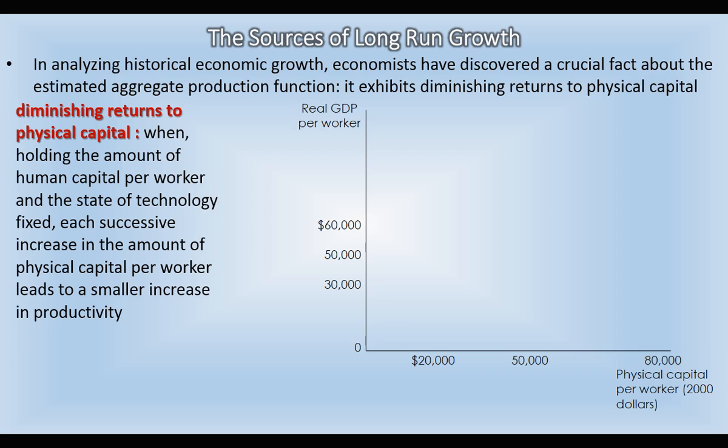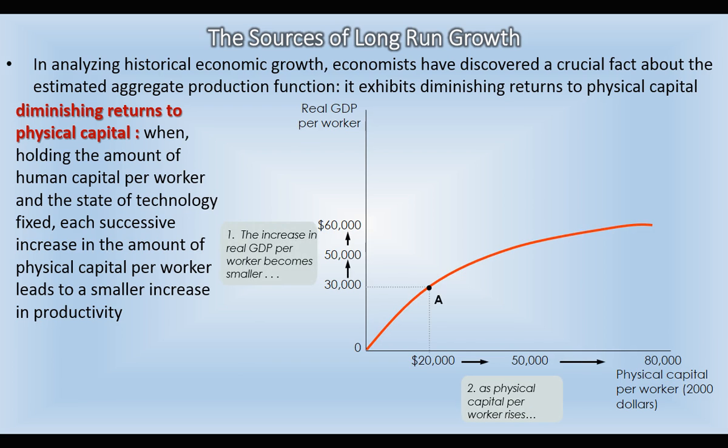Now, the fact that there's diminishing returns to capital means that when holding the amount of human capital and the state of technology fixed, so those two other things that affect productivity, let's hold them fixed for a second, each successive increase in the amount of physical capital per worker leads to a smaller increase in productivity. And therefore, the curve is going to look like this. It's going to have a positive slope. It's going to be a positive relation, meaning that as you increase physical capital, then labor productivity increases. So that's definitely something that you can see.